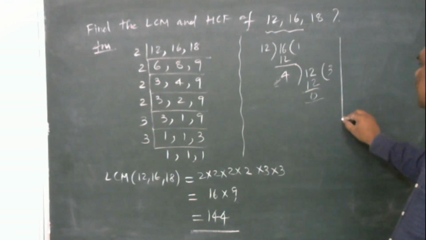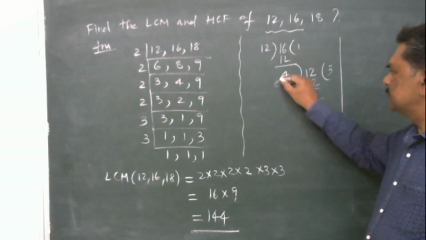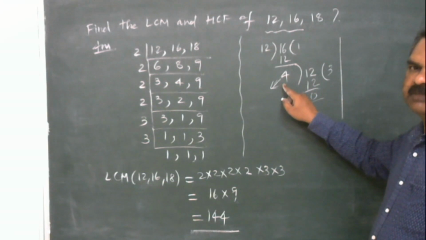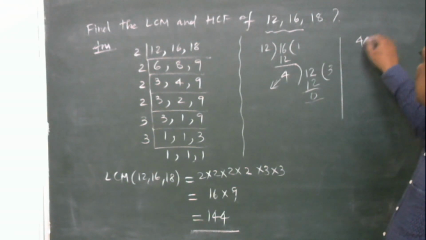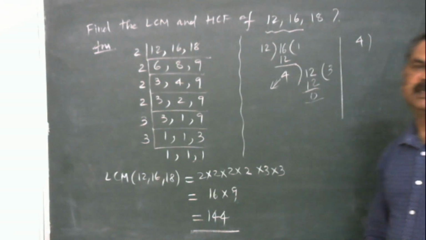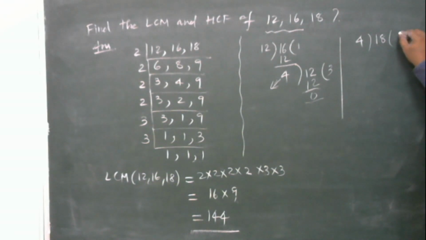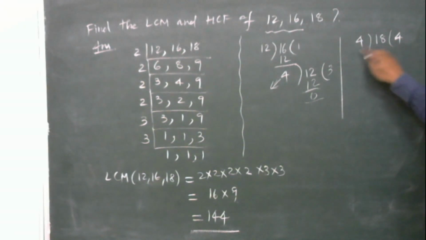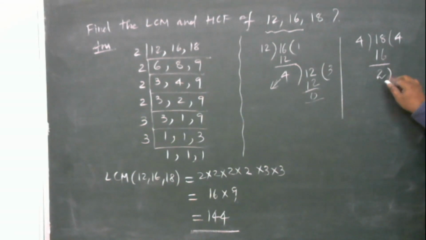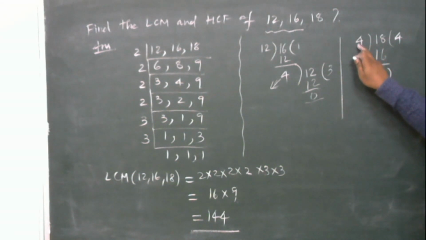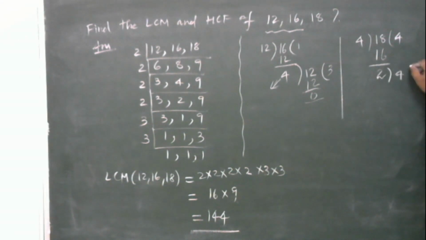Then next, you take that HCF. This is the HCF of two numbers. Take that HCF and divide the third number, 18. So how many times does 4 go in 18? 4 fours are 16. The remainder is 2. Continue the process by taking the remainder as divisor and the divisor as dividend.